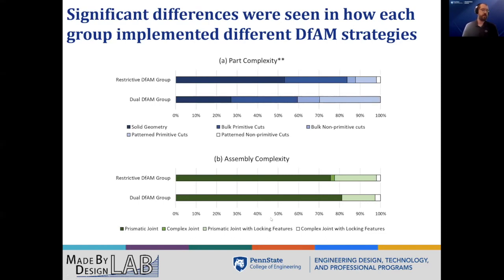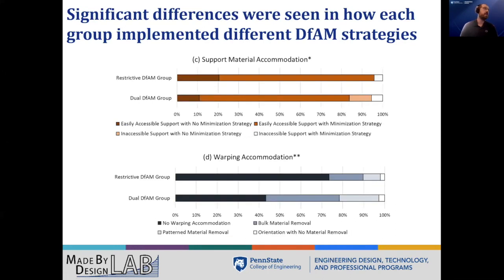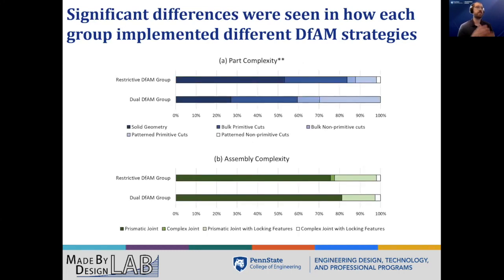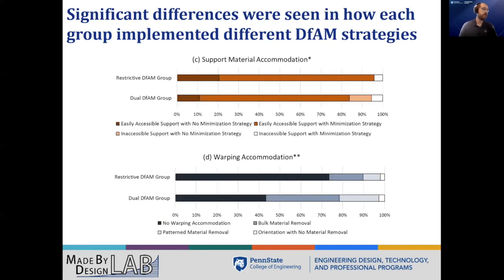There were no significant differences on assembly complexity that we observed. But if we go to support material accommodation, here we see that the dual group had a lot more challenges with inaccessible support material being included in their designs, as opposed to the restrictive DFAM group, where it was mostly easily accessible support. For the warping accommodation, we do see significant improvement from the dual group, partially because warping accommodation is tightly coupled with part complexity. Typically, the more material you remove to make a more complex part, the lower your contact area is going to be for the build platform.